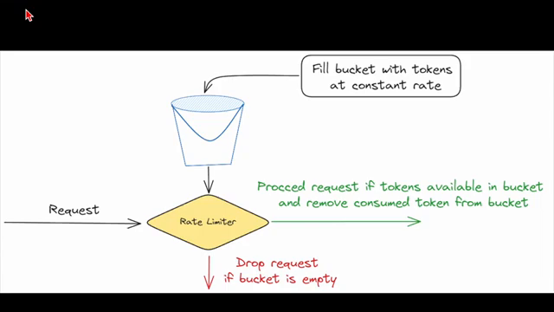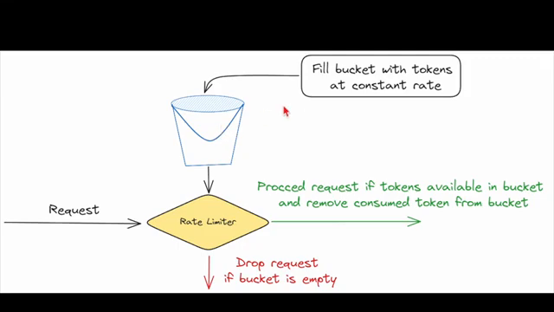The token bucket algorithm is one of the most popular and widely used rate limiting approaches due to its simplicity and effectiveness. I will explain how it works. Let's imagine this bucket holds some tokens. The bucket has a maximum capacity of tokens, and tokens are added to the bucket at a fixed rate. Let's say we have 10 tokens per second.